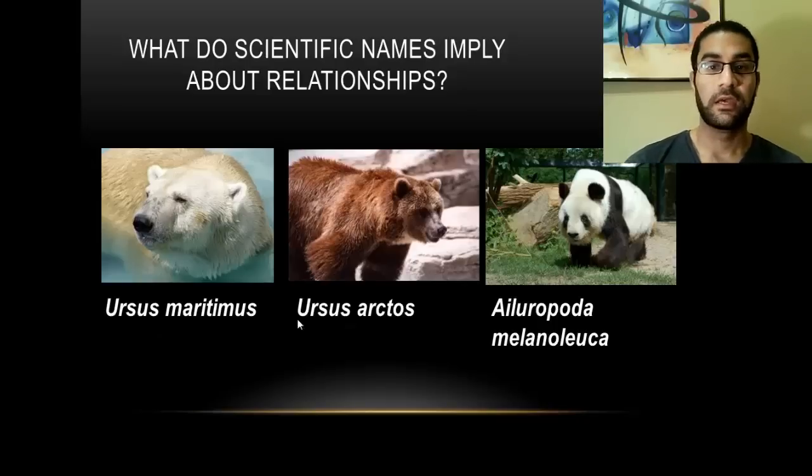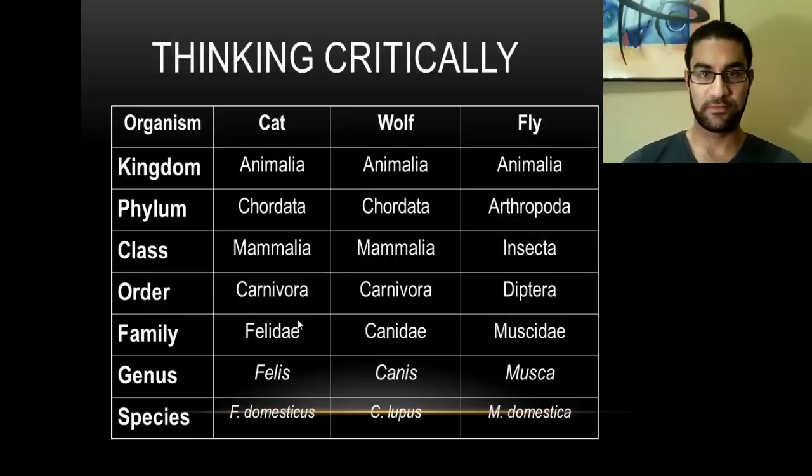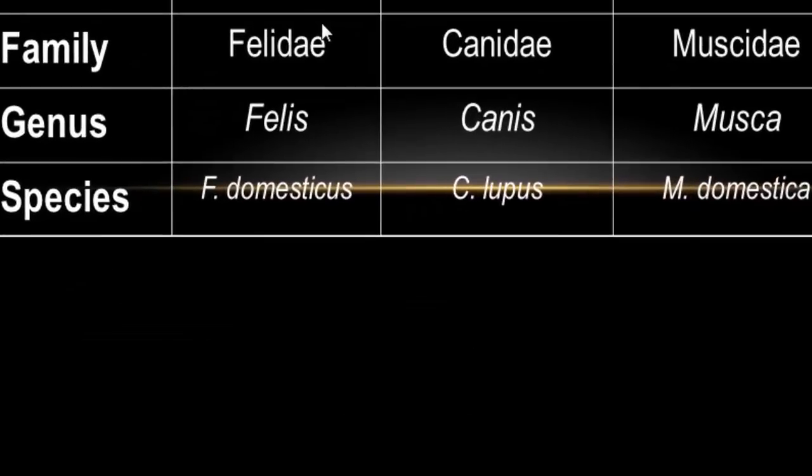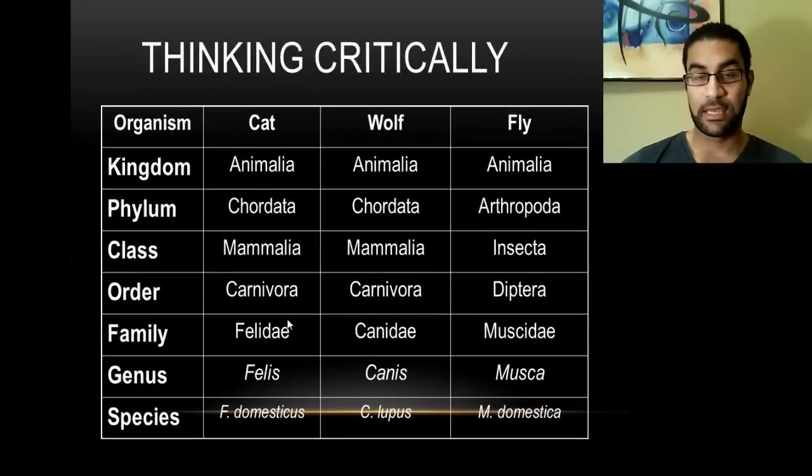All right, so looking at the same concept, if I showed you this picture here, we're dealing with the cat, wolf, and a fly, and I'm showing you there's seven levels of taxonomy, including, notice how the genus is actually the first word when you see the species. It's the same first word as the genus name of a scientific name, and then the species is the second part. If I showed you this diagram and I asked you which two of the three were more closely related, which would you say?